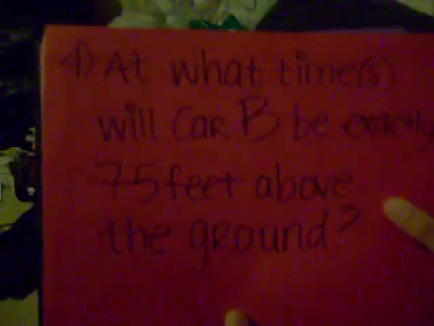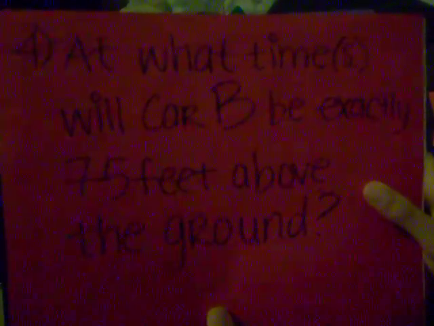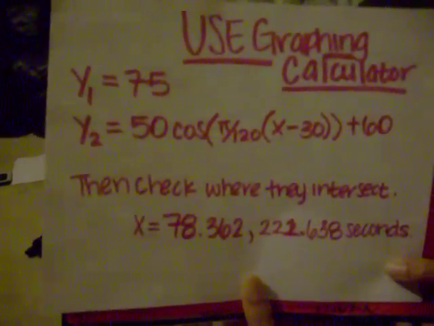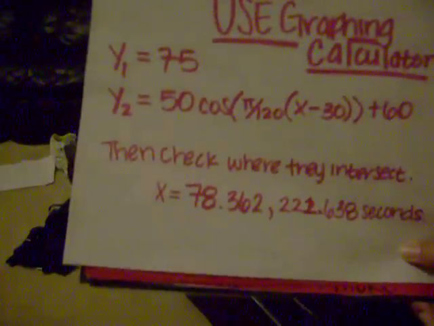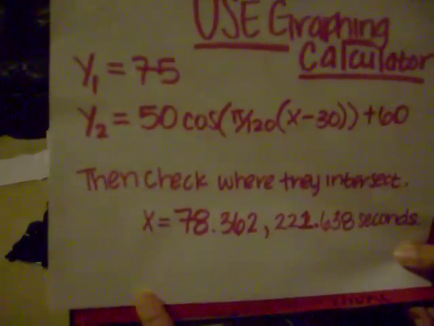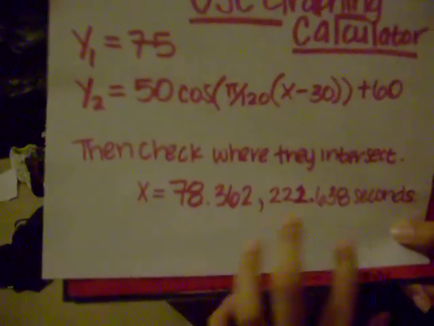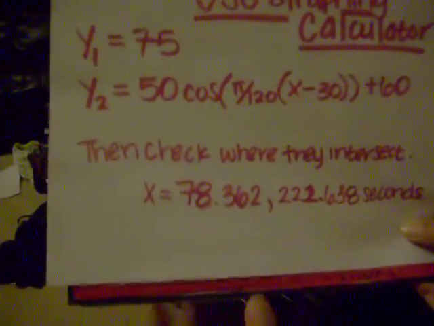Number 4, at what time or times will car B be exactly 75 feet above the ground? Use your graphing calculator, people. When you use a graphing calculator, TI 84 or 83, in y1 you will put 75, and in y2 you will put the equation, and where they intersect, this coordinate will come out.